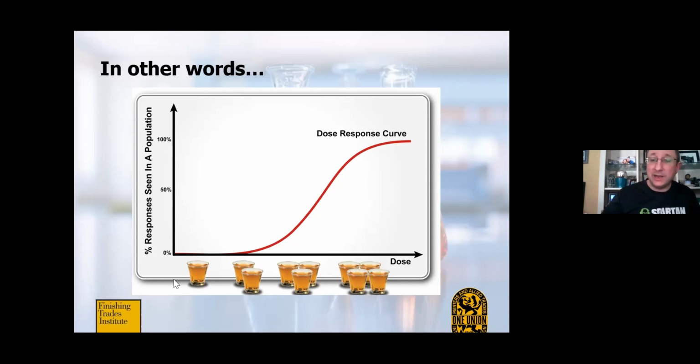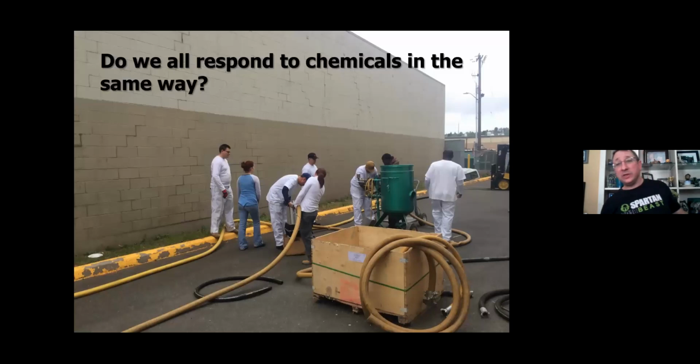And this changes for every chemical, for every population. You can have differences within populations for this dose response, even to the same chemical. Because do we all respond to chemicals the same way? No. Give me some examples of how we might respond differently.